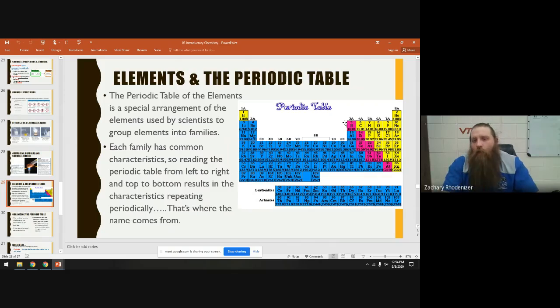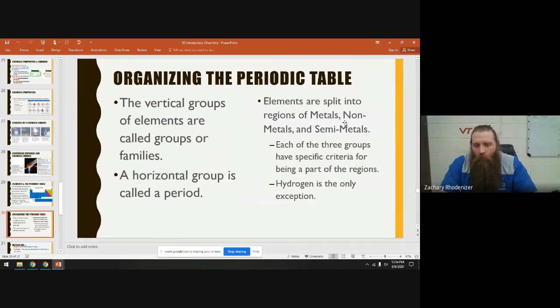The vertical columns are called groups or families. They have common characteristics with each other, okay? And as you go left to right, you find that those characteristics repeat every now and then, or periodically, which is why we call it the periodic table. Like I said a moment ago, the vertical groups are called families. A horizontal group is called a row or a period.